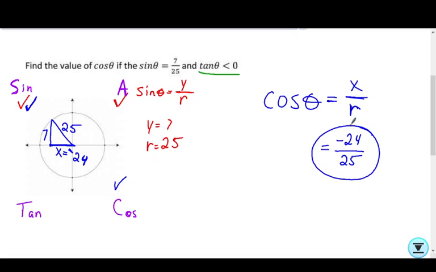And going back to what we said over here, remember, all of them are positive in the first, only sine is positive in the second. So when I found cosine in the second quadrant, I knew it was supposed to be negative. So that double checks my work. Okay? So again, it's just like what we've been doing the last couple of days. The only difference is that you got a little bit more work at the beginning to figure out which quadrant we're in. Okay? So let's do another one.